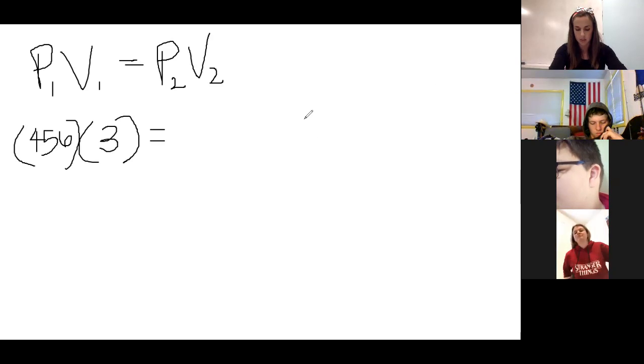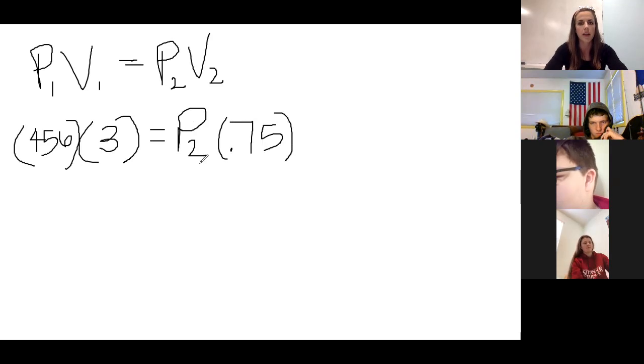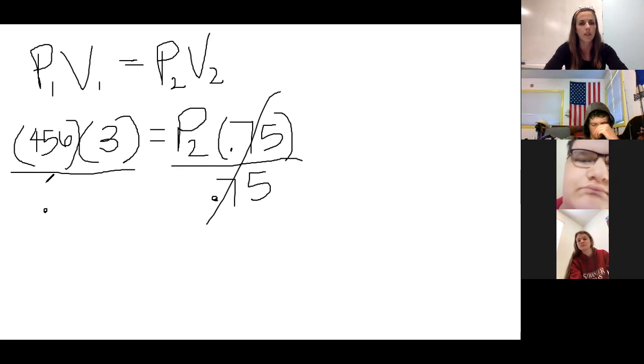And it says the temperature stays constant. What will the pressure be? So I'm trying to figure out P2. It's asking me for that. If the volume is decreased to 0.75 liters, so that's V2, 0.75. Okay, so to get pressure by itself, I'm going to divide by 0.75 over here so that it cancels. And I'm going to divide by 0.75 over here.